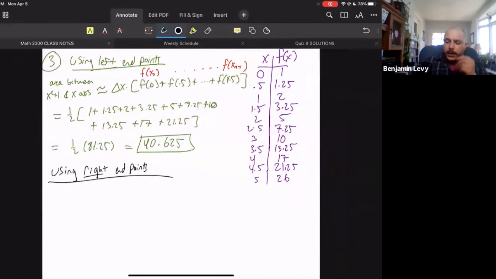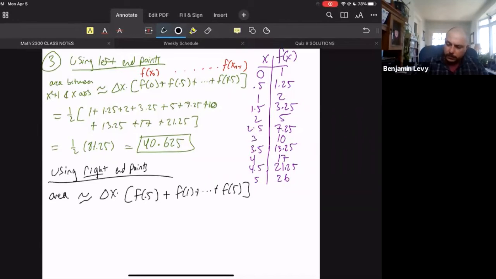So I'm just going to write this one out again. The area is approximately delta x, and then instead of starting at 0, we're going to start at 0.5. Start at the right one, and go all the way to the last one. So f of 1 all the way to 5. If we highlight the area, we're using these pieces. We're not using the first one, the 0, 1 piece. We're using the second half.